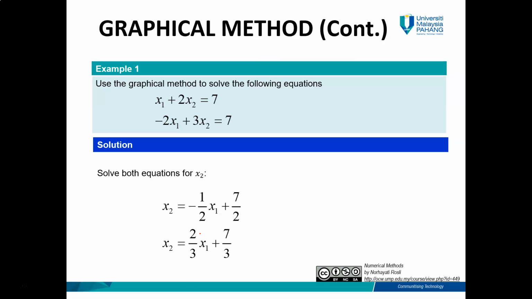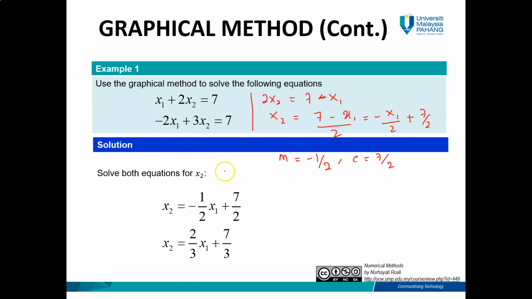So class, let's say we have this example. Use the graphical method to solve the following equations. The first step is to solve both equations for x2. Here, I write x2 as the subject. For the first one, I have 2x2 equal to 7 minus x1, so x2 will be equal to (7 minus x1) divided by 2. So we have negative x1 divided by 2 plus 7 over 2. In this case, our slope m will be equal to negative 1 over 2, which is the coefficient of x1, and c is given by 7 over 2.